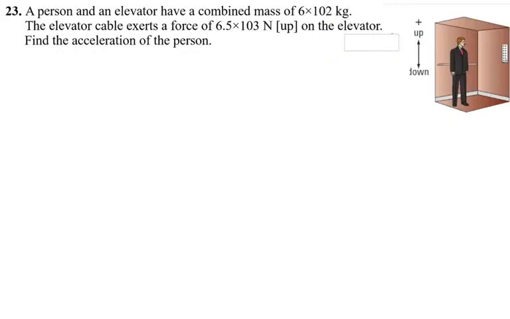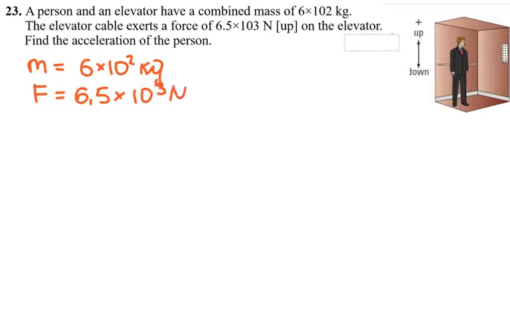I have 5.5 minutes left, so let's see if I can squeeze in one or two more questions. Easy ones. A person in an elevator have a combined mass of, mass is given, so let's write what's given. Mass is 6 times 10 to the second kilograms. And elevator cable exerts a force of 6.5 times 10 to the third newtons upward, and the elevator, find the acceleration.